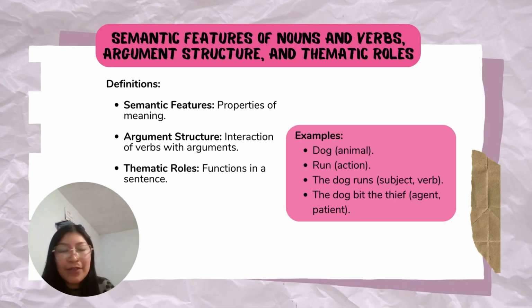Semantic features define the meaning of nouns and verbs. Argument structure shows how verbs interact with their arguments, such as subjects and objects. The thematic roles are the functions that arguments play in a sentence, for example, like agent and patient. For example, a dog has features of an animal. "Run" is an action. In "the dog runs," "dog" is the subject and "runs" is the verb. In "the dog beat the thief," "dog" is the agent and "thief" is the patient.